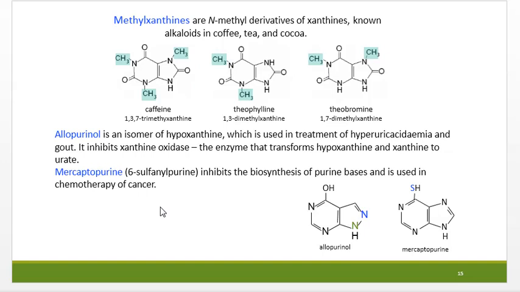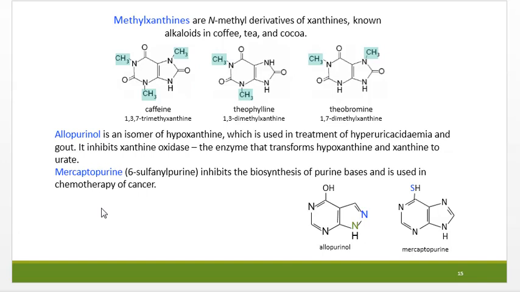What is allopurinol? Allopurinol is an isomer of hypoxanthine, which is used in treatment of hyperuricemia and gout. It inhibits xanthine oxidase, the enzyme that transforms hypoxanthine and xanthine to urate.